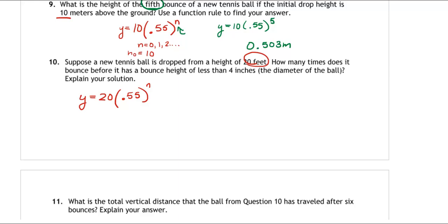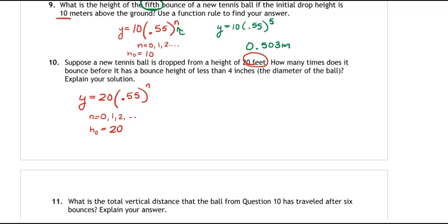Since I'm writing a function rule, I need to write it correctly. So n equals 0, 1, 2, and so on and so forth. And h sub 0, my initial height, is 20. So with that initial height of 20 and a 55% rebound percentage, this is what I've got.